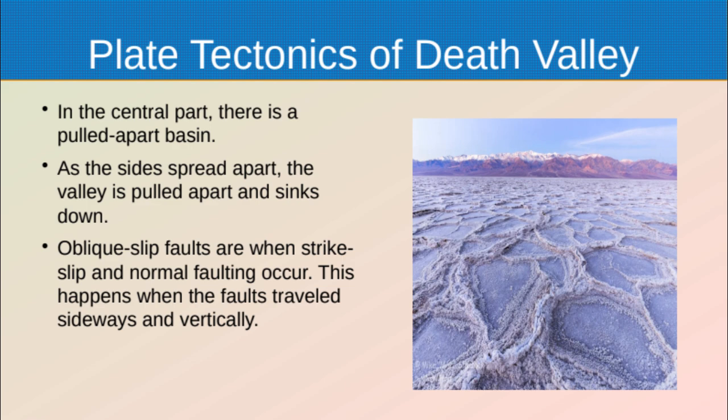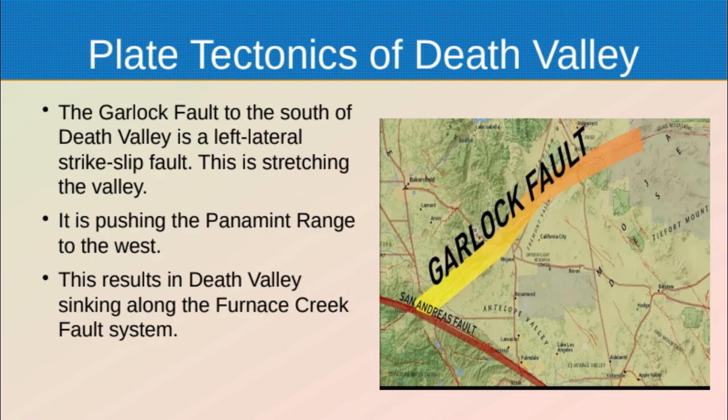Oblique slip faults are when strike-slip and normal faulting occur. This happens when the faults travel sideways and vertically. The Garlock Fault to the south of Death Valley is a left lateral strike-slip fault. This is stretching the valley. It is pushing the Panamint Range to the west. This results in Death Valley sinking along the Furnace Creek fault system.